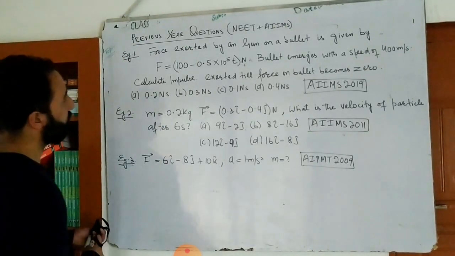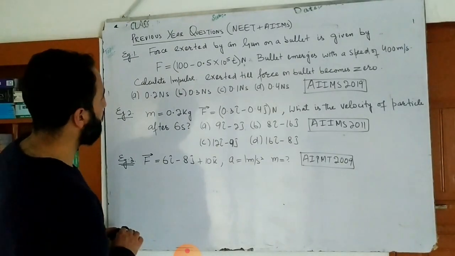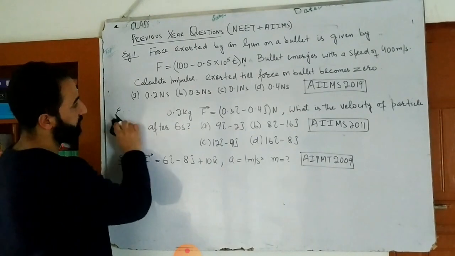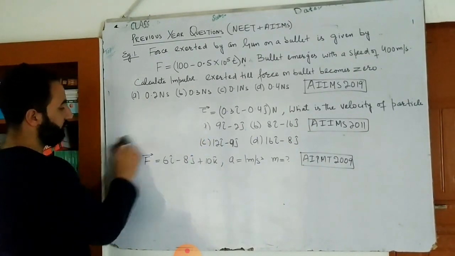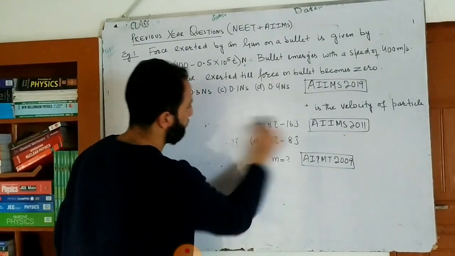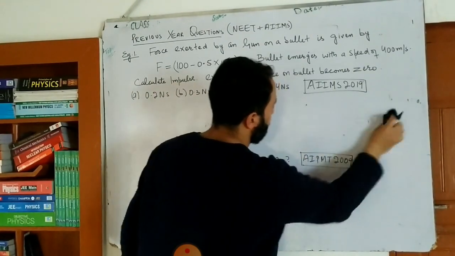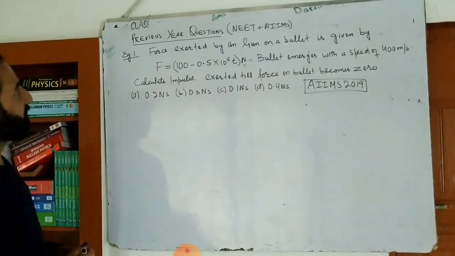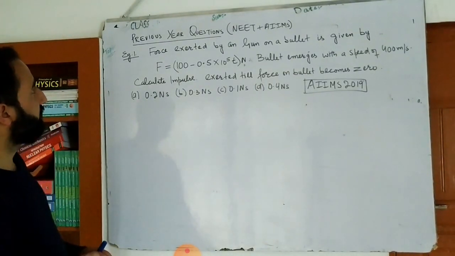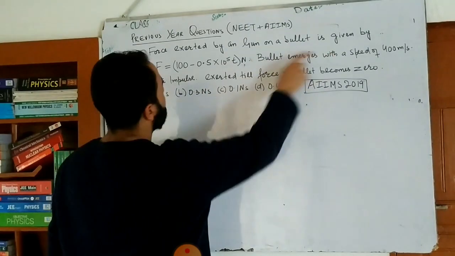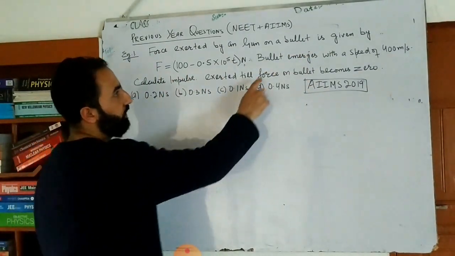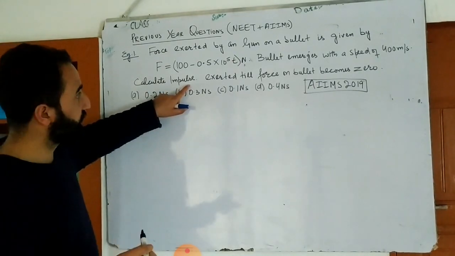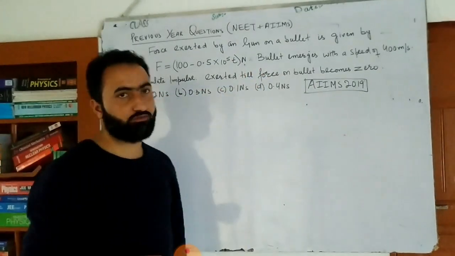Okay, so let's solve example number 1. I'll rub this off. So let's see what example number 1 is. In example number 1, force is given as a function of time. There is a force which is exerted by a gun on the bullet and is given by this. Then the bullet emerges with a velocity of 400 meters per second. Then you have to calculate the impulse, which is also the change in momentum, exerted till the force on the bullet becomes equal to 0.